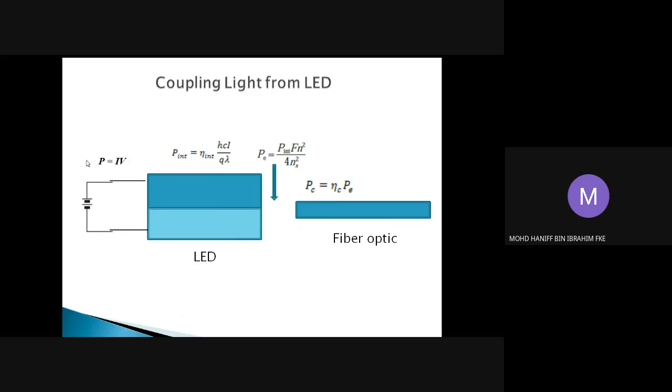So basically, coupling efficiency is equal to coupling power divided by emitted power. These are the relationships between the power used to generate the LED up to the power coupled inside the fiber optics. Hopefully by this you can understand well the power values that can be calculated in the case of the LED.